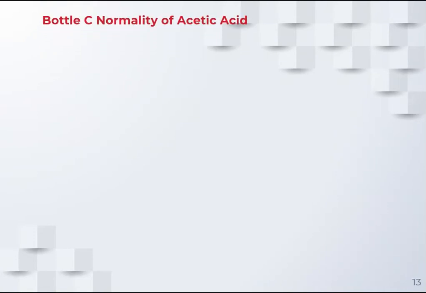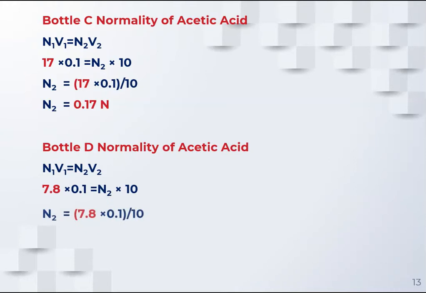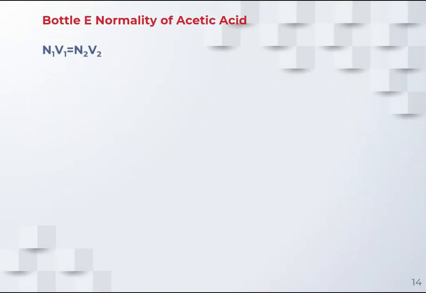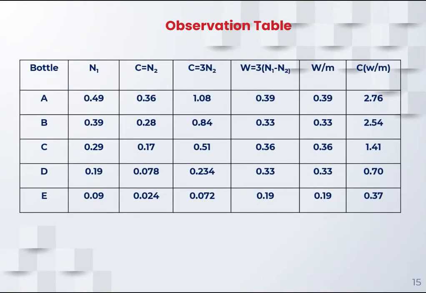Then the normality of acetic acid in bottle C. Here the observed value of normality is 0.17 normal. Similarly, you can calculate for bottle D, and the observed value is 0.078 normal. Then for bottle E, it is 0.024 normal. Then you have to put these values of N2 into the observation table.